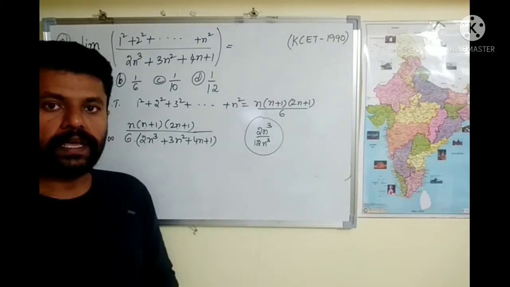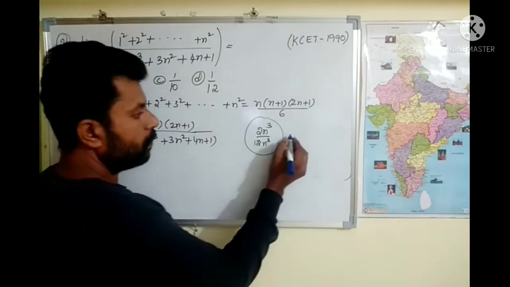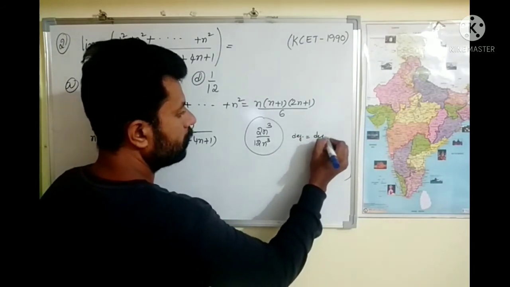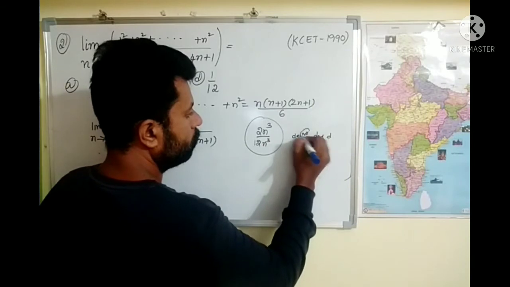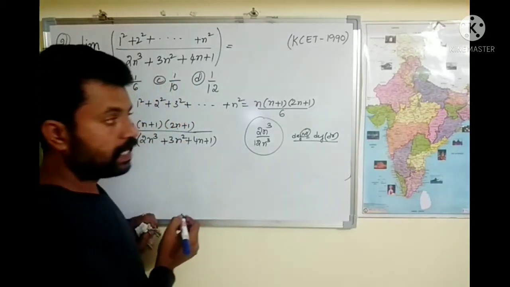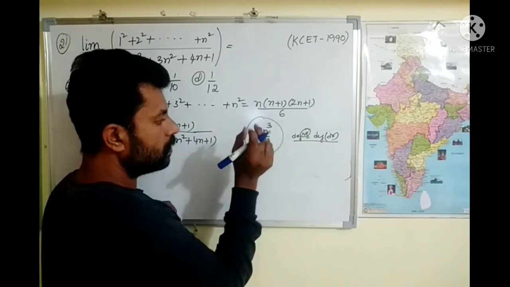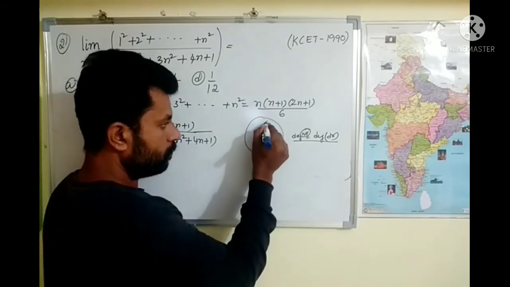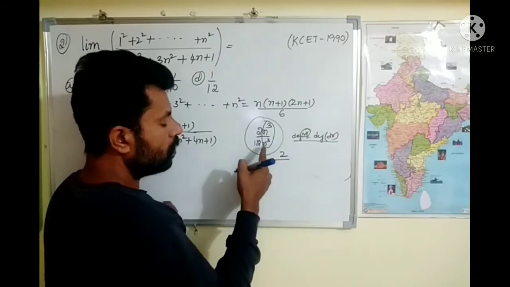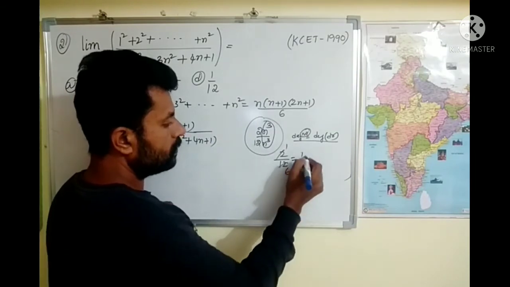Now I explain an important time-saving result. Here the degree of the numerator is equal to the degree of the denominator. When the degrees of numerator and denominator are equal, we consider the ratio of the coefficients of the highest power. We consider the coefficient of n cube, which is 2, divided by the coefficient of n cube in the denominator, which is 12. 2 divided by 12, simplified, gives 1 by 6.